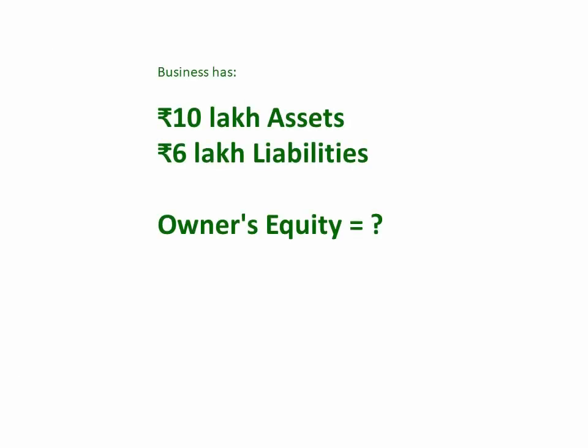One last example. Imagine a business has 10 lakh in assets and 6 lakh in liabilities. How much is the owner's equity? Think about it. 10 lakh minus 6 lakh gives us 4 lakh. So the owner's equity is 4 lakh rupees.